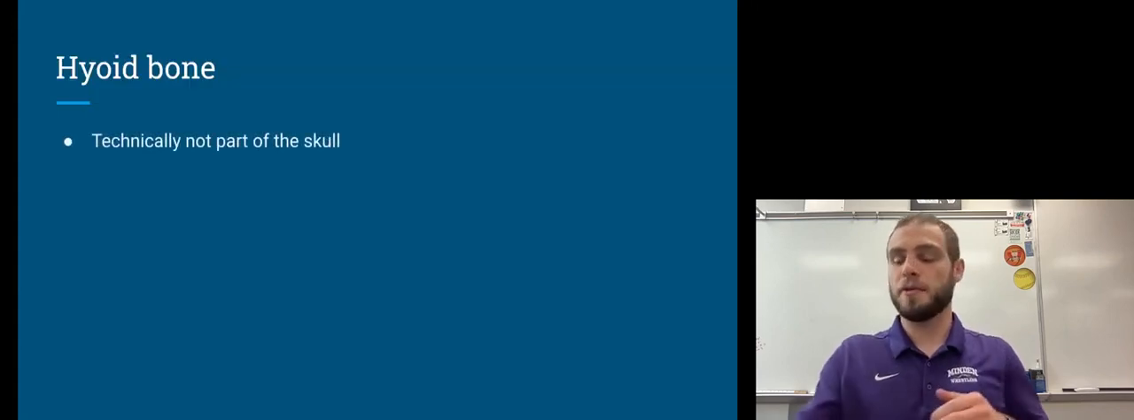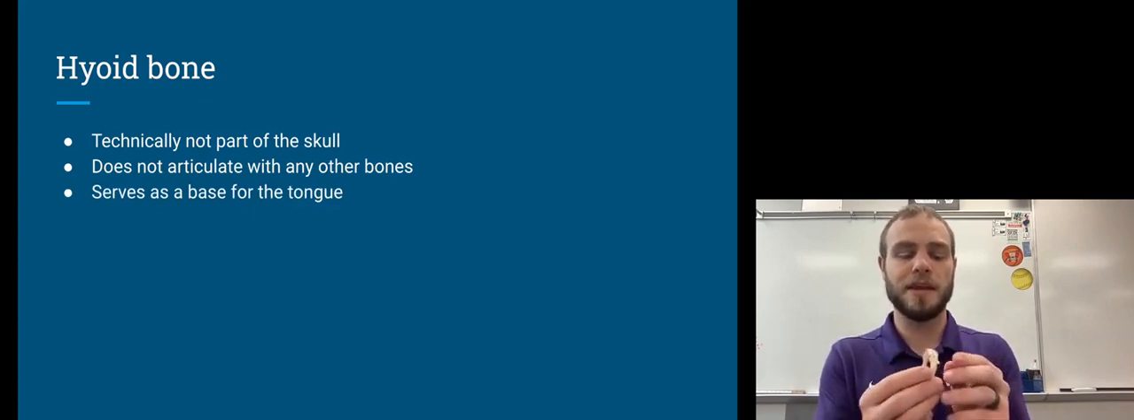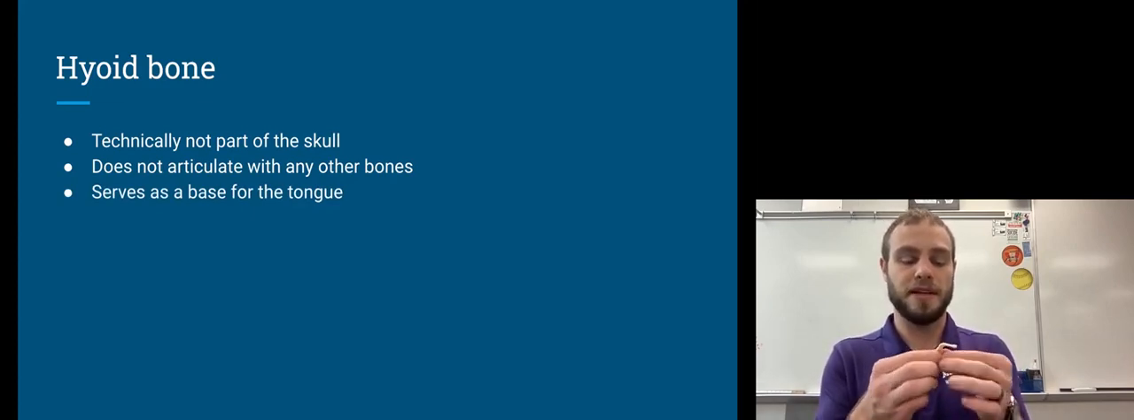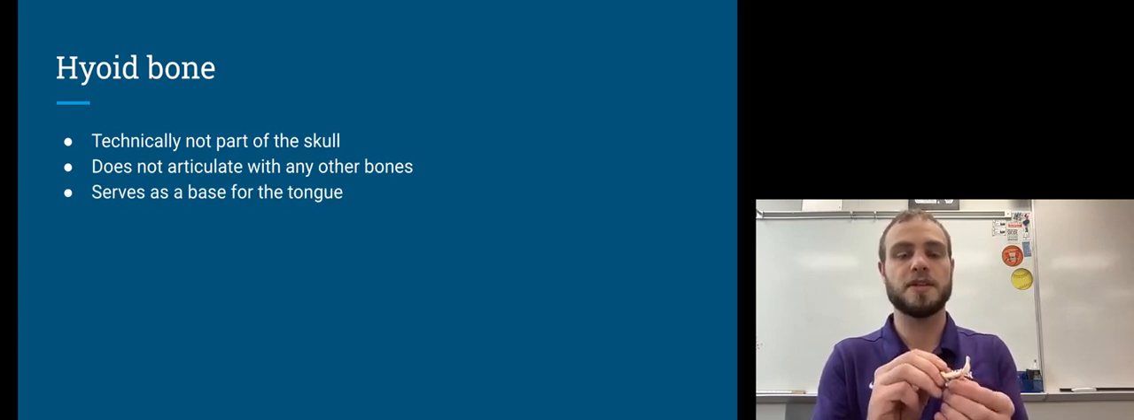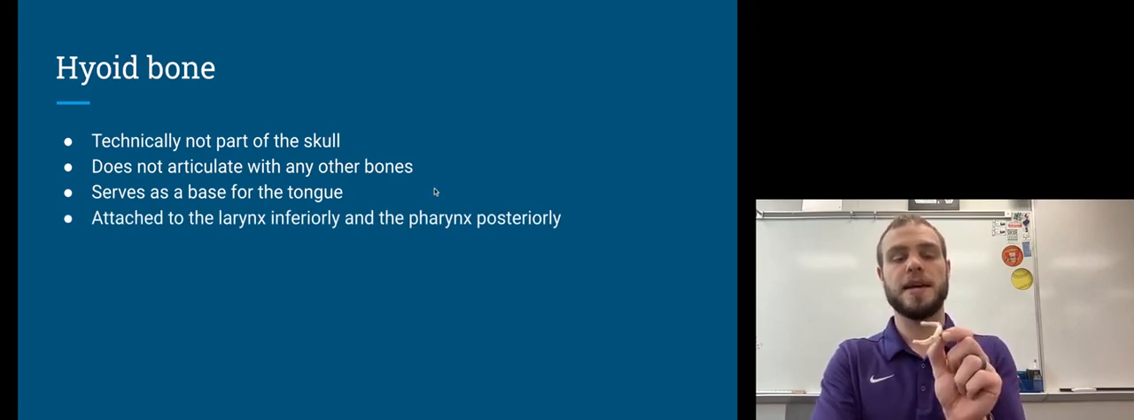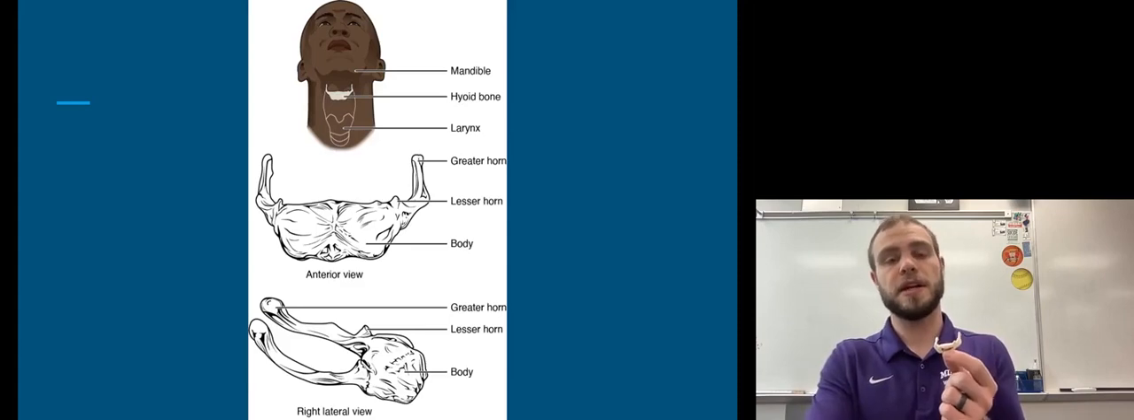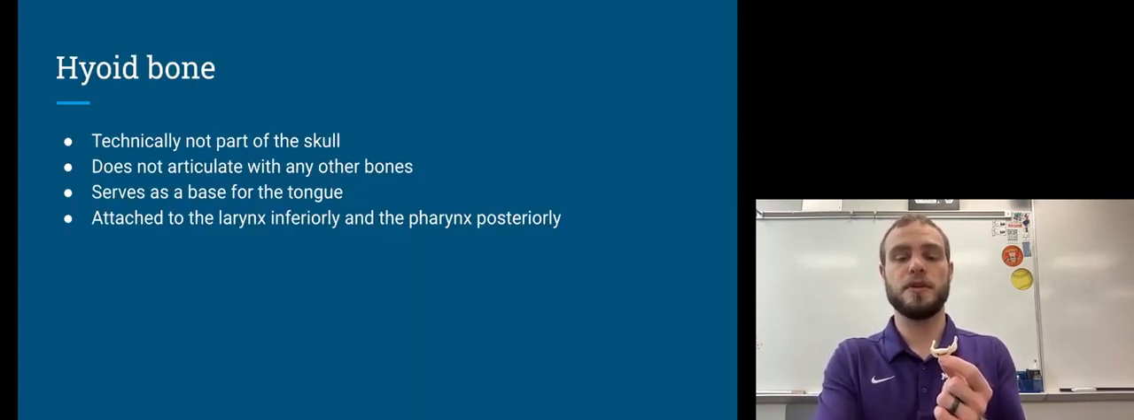Okay, another bone that kind of gets ignored a lot because it's not technically part of the skull, but it's not really technically part of anything else, is the hyoid bone. So the hyoid bone is special because it does not articulate with any other bone. It really does exist kind of on its own, and it serves as a base for the tongue. So this is going to be the bone that the tongue is attached to. On the inferior side, it's attached to the larynx, and on the posterior side, it's attached to the pharynx.